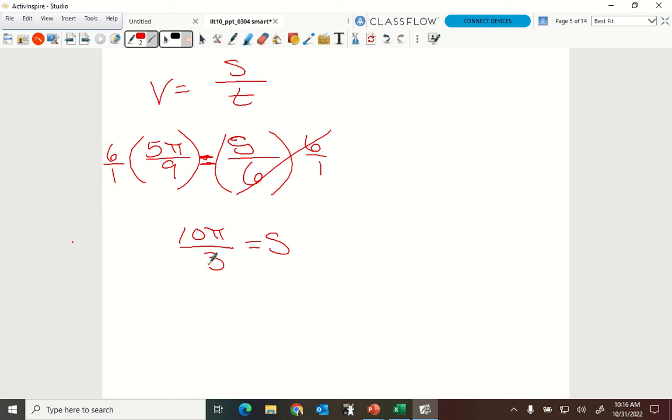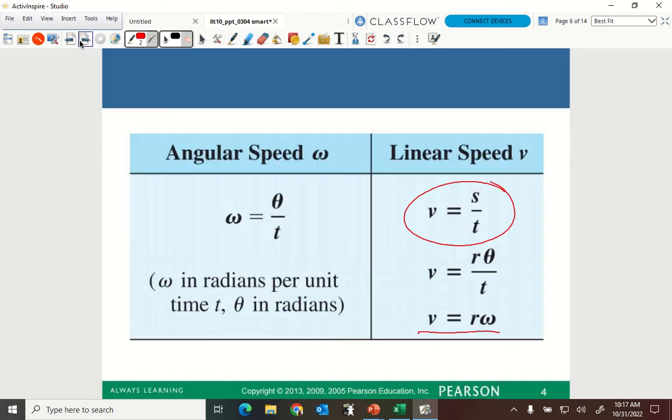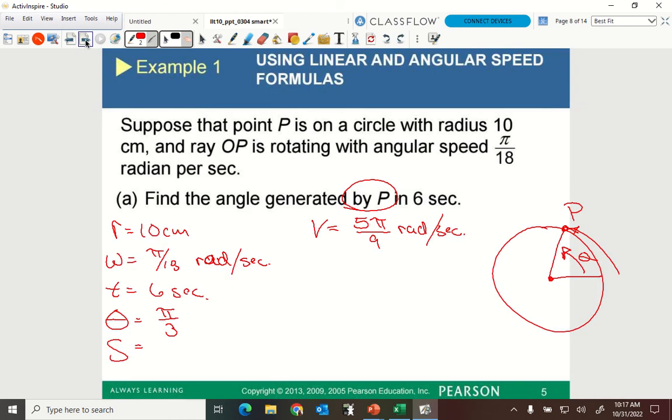Now, S is a distance, isn't it? S is distance. What units was my distance? Centimeters. Very good. It's centimeters because if we go back to the problem here, it says right here, R is in centimeters. So that means that all of my values are going to be in centimeters. Just like over here, W was radian per second. That means all my times are in seconds. That's how we base that on.